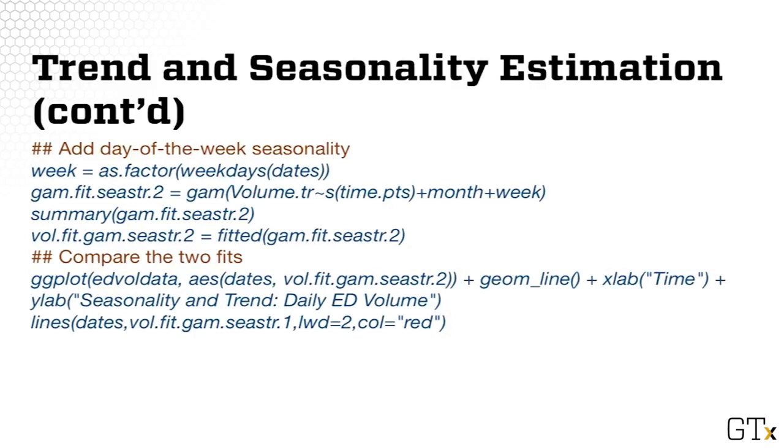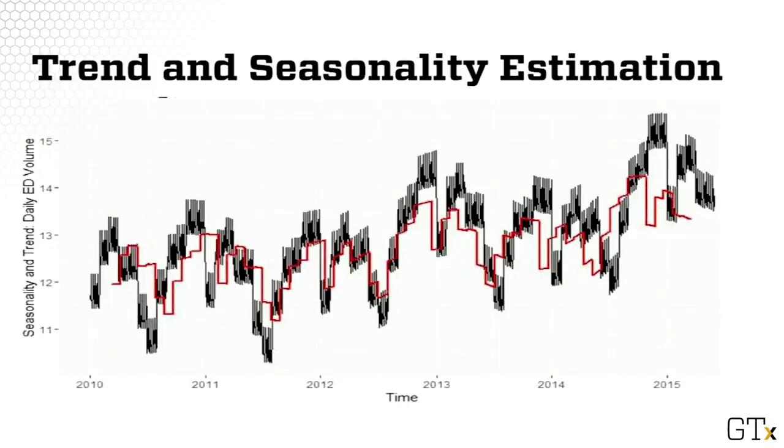Last, I compare the two fitted models by overlaying the fitted values from the two models, where the red line corresponds to the simpler model with monthly seasonality only. Here's the plot. The fitted line, including both monthly and day of the week seasonality, clearly shows the added seasonality due to the day of the week. Altogether, estimated simultaneously, the monthly seasonality is picked up somewhat better.